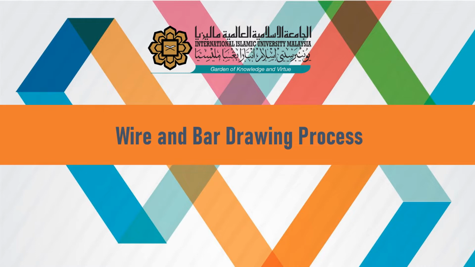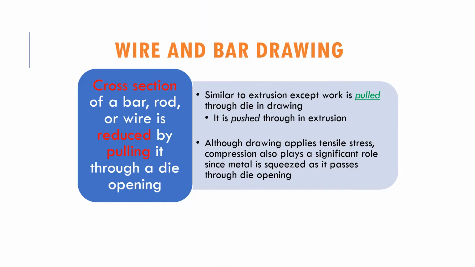So this is the last part for the bulk deformation process, which is the wire and bar drawing process. Wire and bar drawing is a process where the cross-section of a bar, rod or wire is reduced by pulling it through a die opening. This process is similar to the extrusion process, except that in extrusion the material is pushed, but in wire and bar drawing, the work material is being pulled.